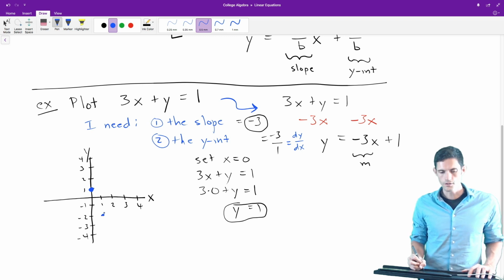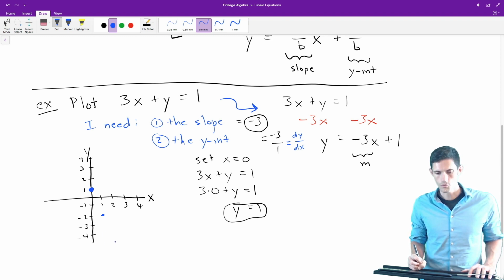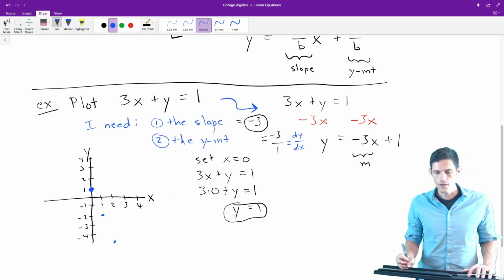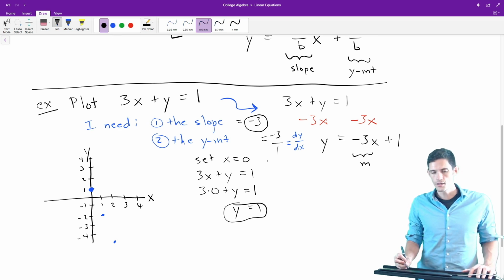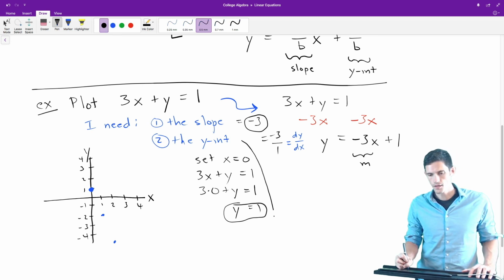And then, that's all I really need if I'm good at sketching, but I might as well plot a few points just so that it looks nice. So down 1, 2, 3, and over 1. Now if I want to go the other way, I'm not allowed to change the slope, but I can write it so that it looks different.